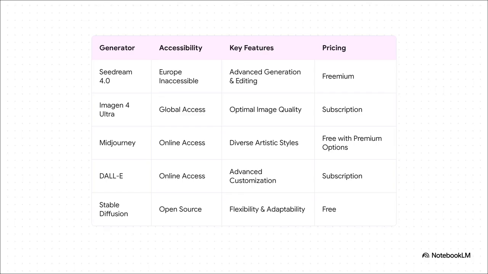Then there's Stable Diffusion, which is a whole different animal because it's open source. That means it's free and incredibly flexible if you like to tinker. Then you have the heavy hitters like DALL-E, known for its deep customization, and Imagen 4 Ultra, which is all about getting the most jaw-droppingly realistic images possible. We're even seeing regional players like Seedream pop up. Really, it all comes down to finding the right tool for the job, whether you're after a specific style, total control, or just pure photorealism.